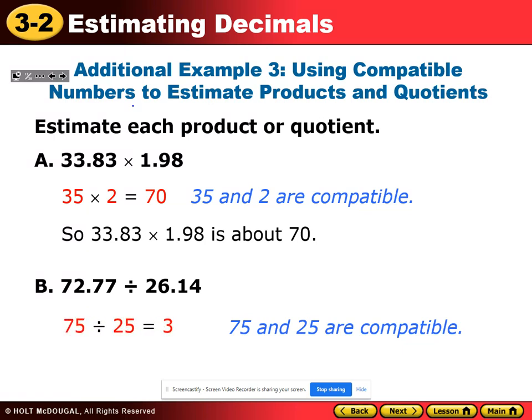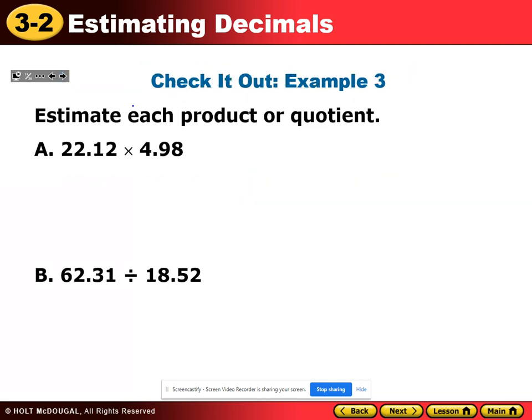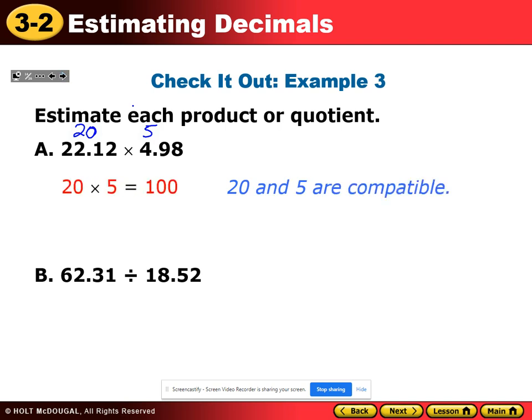They did what we did, 75, because that's around that, 25, because these two are compatible. So again, let's see how things work out. I'm guessing they're going to make this 5, and since this is 22, they would probably make it 20. Let's see what they did. They do, and that's around 100 when you multiply those two.